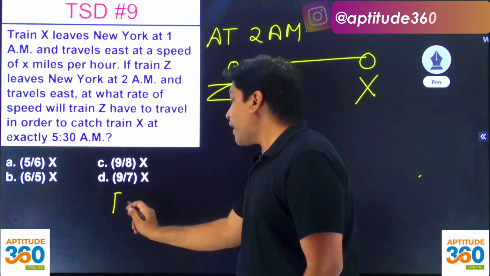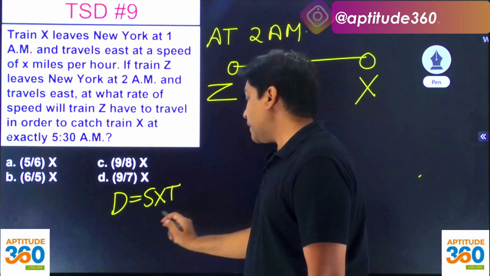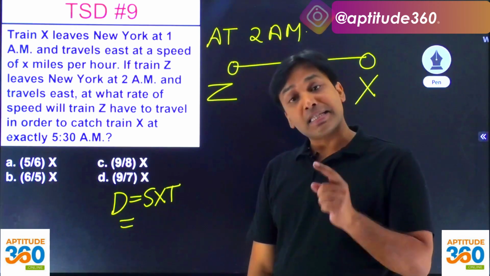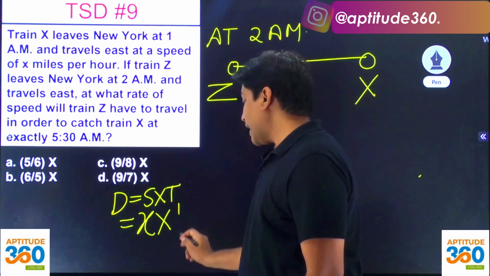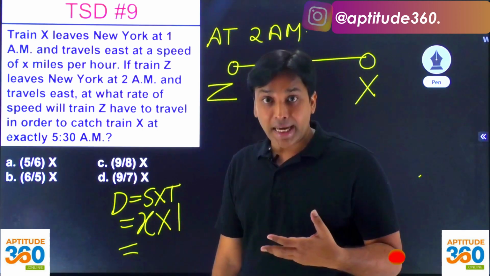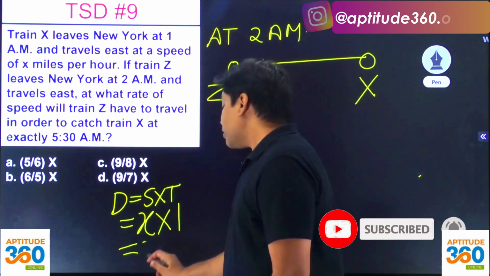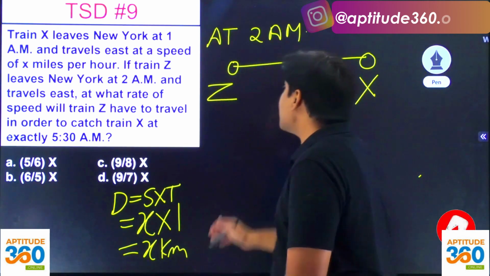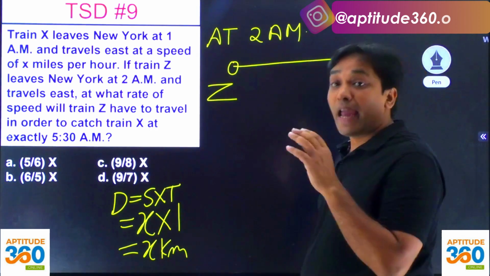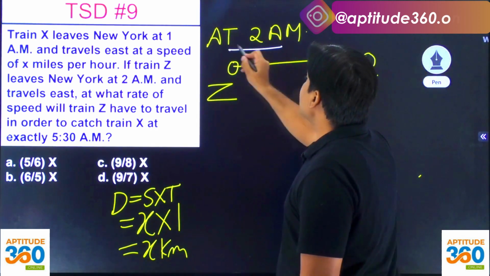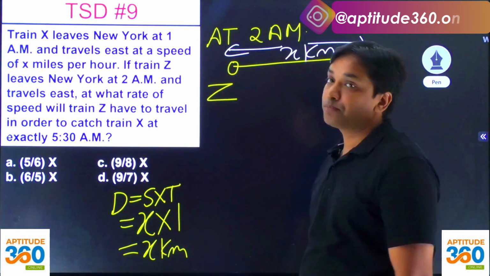So if you need to find out what is going to be this distance, distance is speed into time, and the speed of train X is given to you in the problem, which is X, and what is the time? It is 1 hour. From 1 a.m. to 2 a.m. कितना समय हुआ? एक ही घंटा तो हुआ. तो ये कितना हो गया भाई? X kilometers. So this is the distance between train X and train Z. Now this is X kilometers. I hope you understand this thing, right?